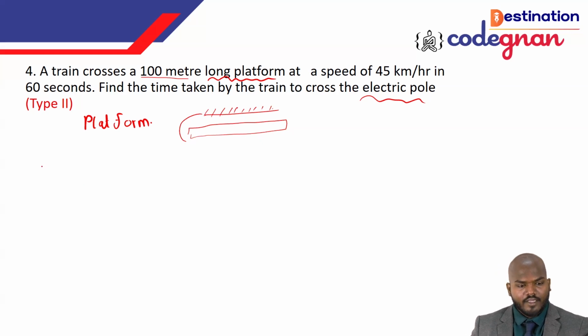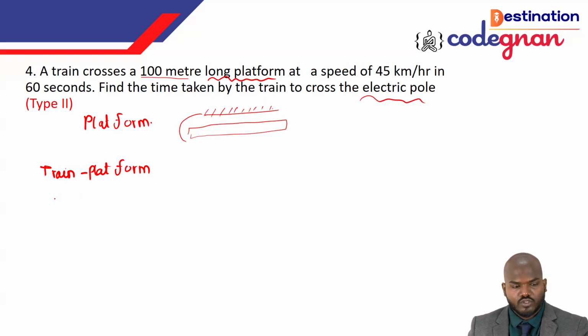So we take the train and the platform as one point. We know speed is equal to distance by time. You need to know the length of the train, that is the only point. So I'm calling the length of the train x, I don't know that, so I'm calling it x now. And I'm applying the formula. Speed they have given, so which formula will I apply? I'll keep it: t is equal to distance by speed. They have given us 60 seconds.